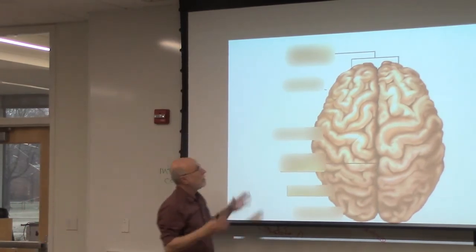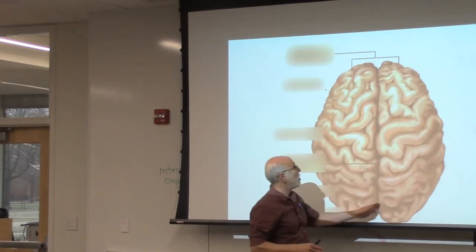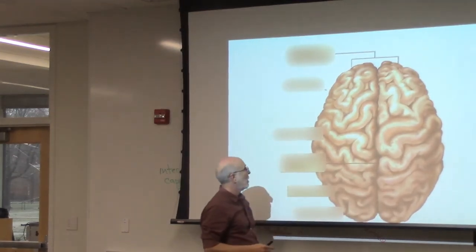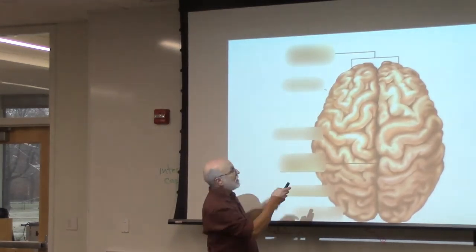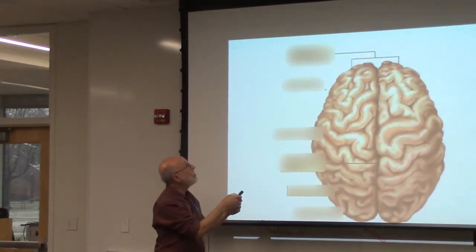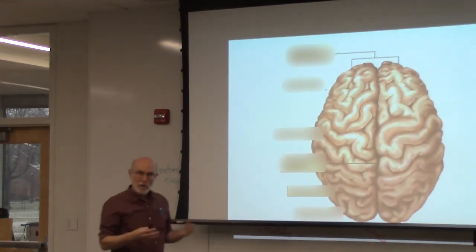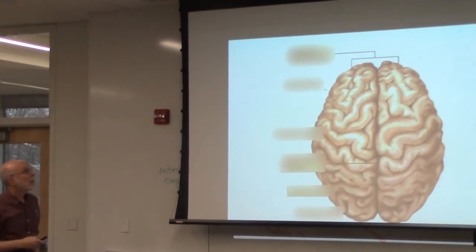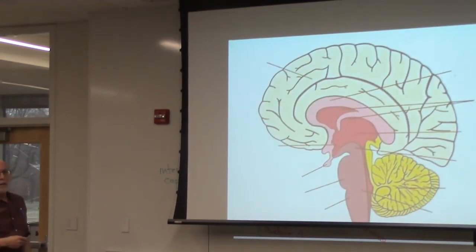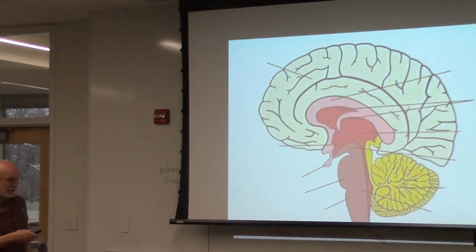But if this is a superior view, that's the longitudinal fissure. This here is pointing to these two cerebral hemispheres, right? So you can play this game. Here's another one, a midline sagittal section. I gave you another one. This is now, what, the third of the day.